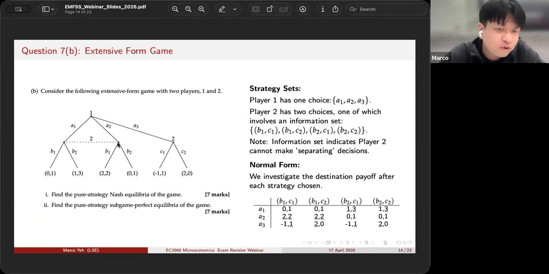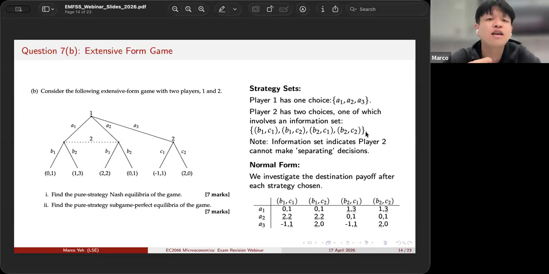There's one choice on the information set. There's another choice on the subgame here. So, how many strategies are there for player 2? There are actually 4, because there are 2 possibilities here for the information set, and there are 2 possibilities here for the subgame here. So you will see 4 possible strategies for player 2.